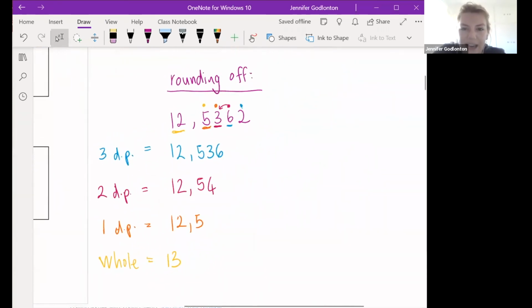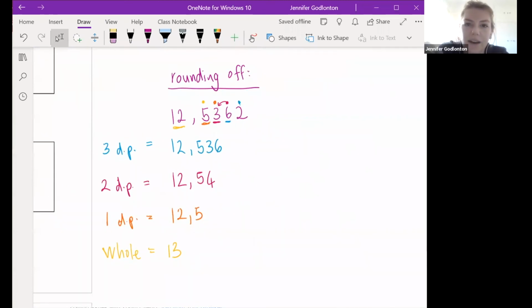So the first question I had in the chat that I just want to address was, where did the 4 come from? This 4 over here. That 4 came because the number next to the 3, this number over here, is bigger than 5. And so when I'm rounding to 2 decimal places, that 6 turns that 3 into a 4 because the 6 is bigger than 5. So as soon as the number to its right is 5 or bigger, it will make that number go 1 up. That's where that 4 came from. Okay, so that's the first question I had in the chat.